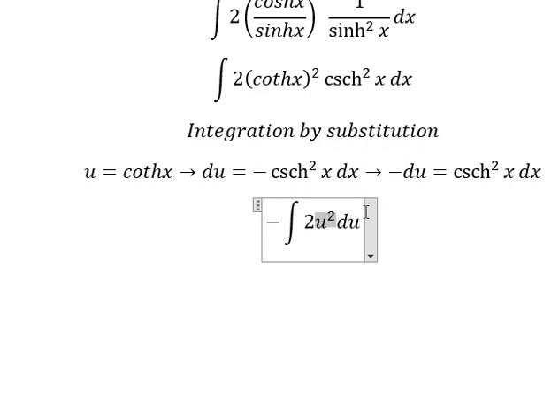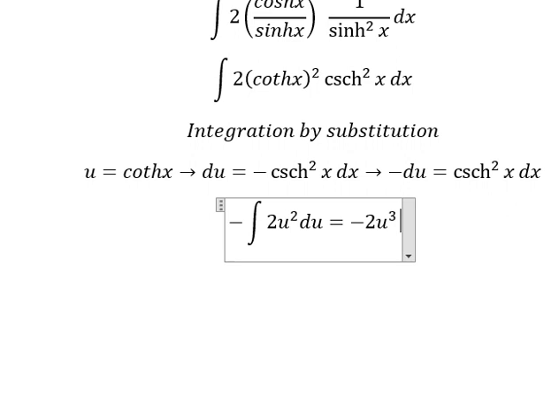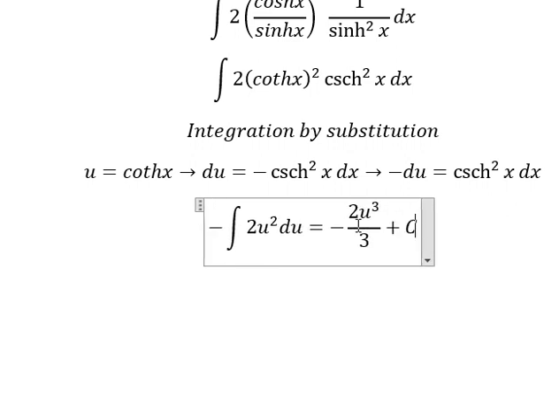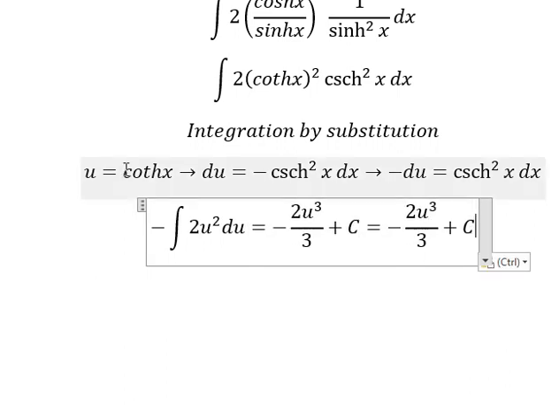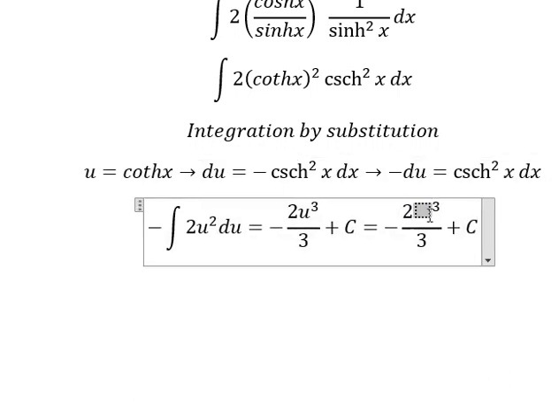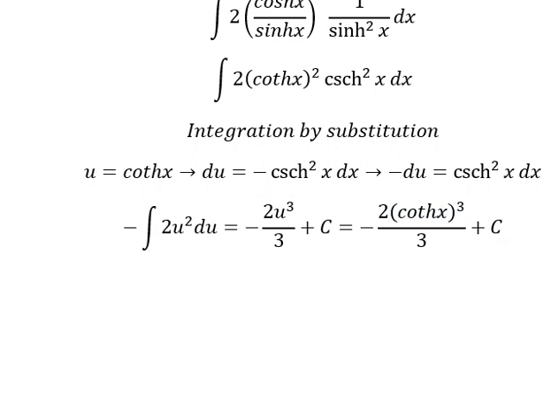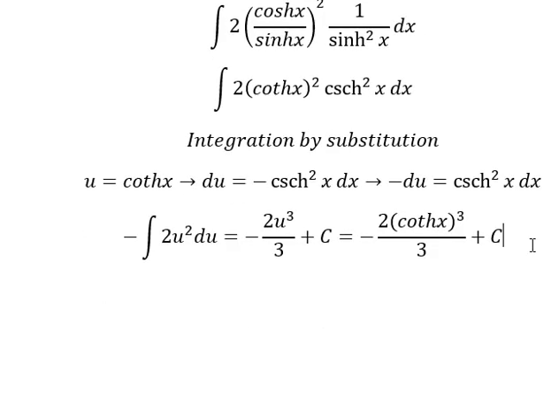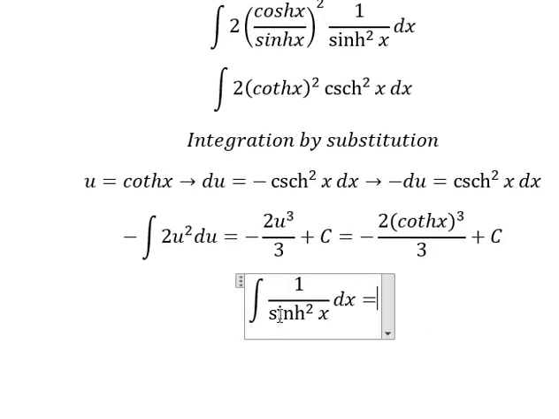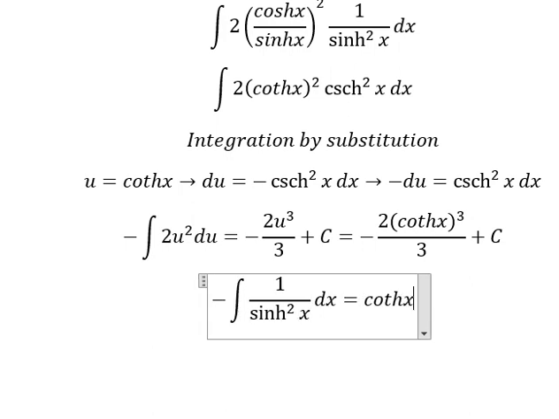The integration of u square, that is about u to the power of 3 over 3. And I will put about c. About u, that is about this one. Now we have the second one. So the integration of this one with the negative in here, that is about this one.